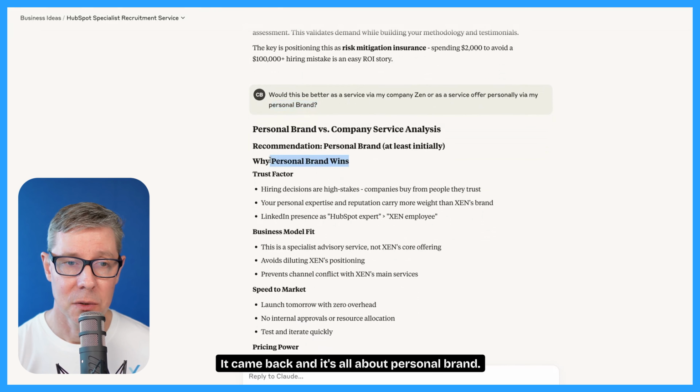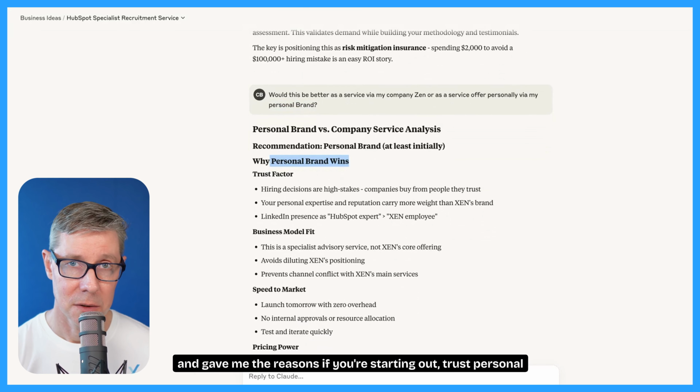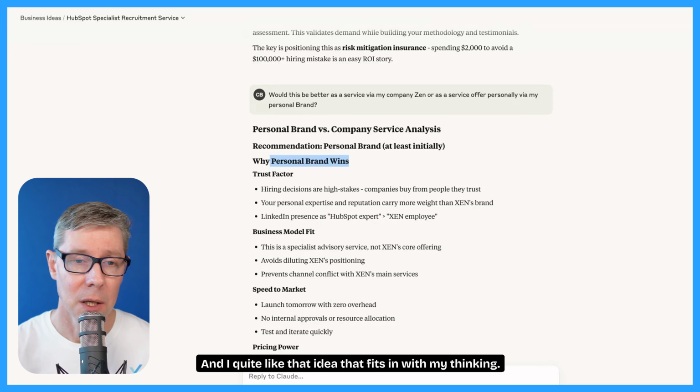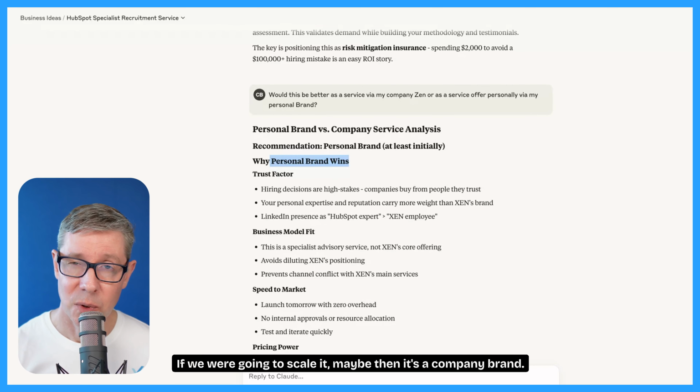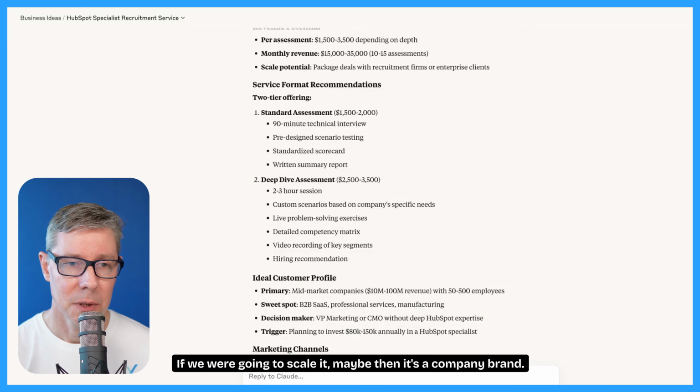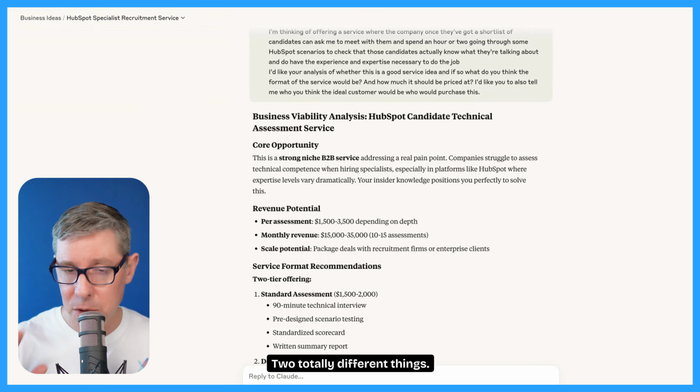It came back and it's all about personal brand and gave me the reasons. If you're starting out, people trust personal brands. And I quite like that idea. That fits in with my thinking. If we were going to scale it, maybe then it's a company brand. Okay, so that's Claude already, two totally different things.